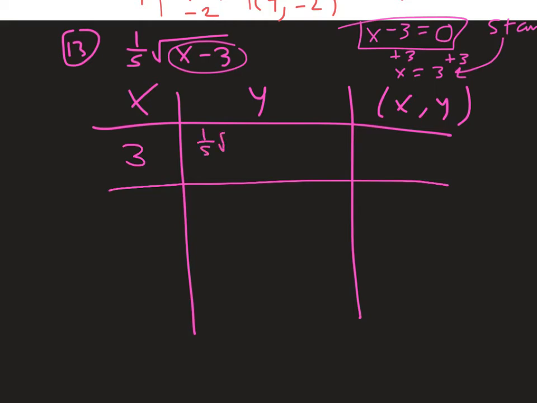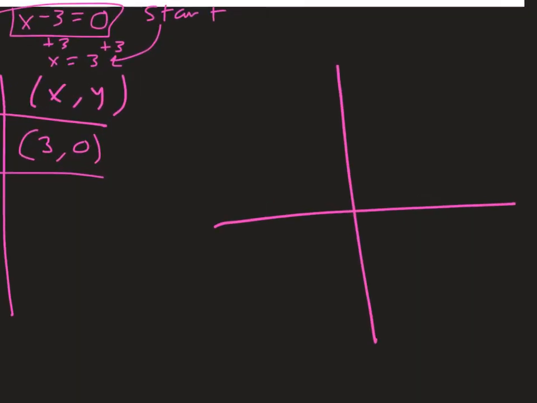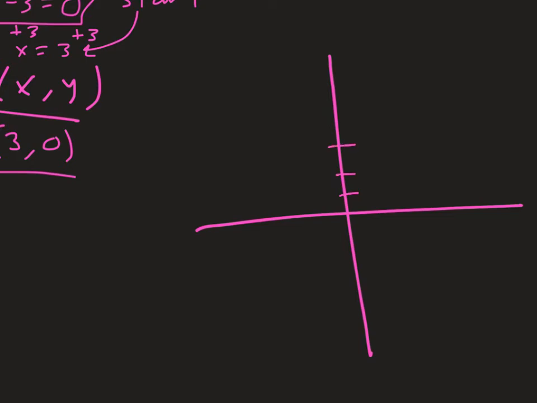So we have 1/5 times the square root of 3 minus 3. So 1/5 times the square root of 0, which is 0. 1/5 times 0 is 0. So our first point's 3, comma, 0. Go to our graph. We go up 3, stay on 0. What should we plug in next?